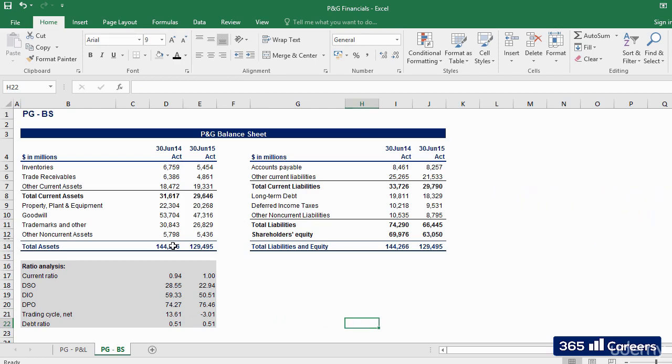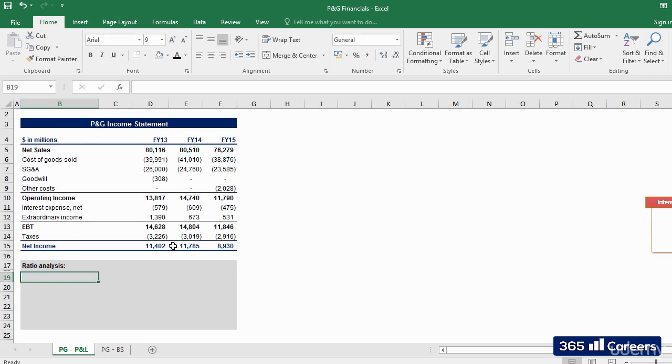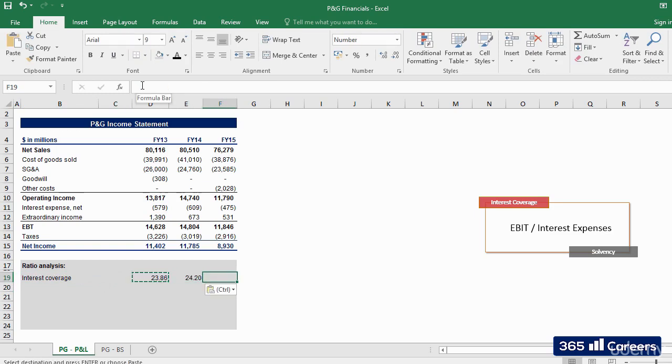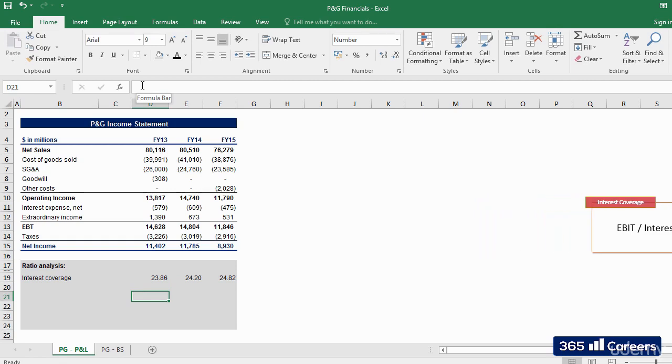Let's go to the income statement sheet where we'll be able to calculate P&G's interest coverage ratio. We'll have to divide EBIT and interest expenses. I'll put a minus sign in front of the formula in order to have a positive result. Okay, so we can see that P&G's operating income EBIT is approximately 24 times its interest expenses. This is completely reassuring and shows that the company will not face any solvency issues in the near future.